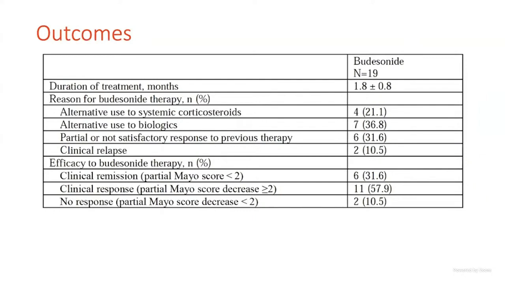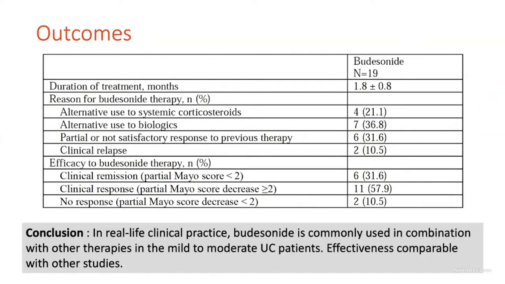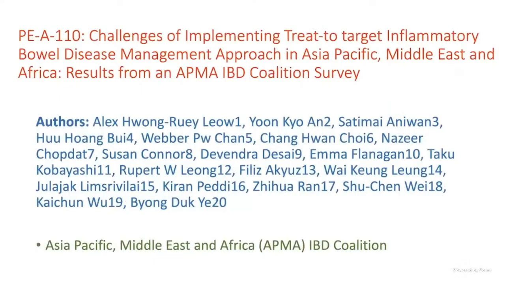And if you look at the effectiveness of budesonide therapy, so about 1/3 had clinical remission, half had clinical response. So a total of 50 to 85% patients had either response or remission. So the authors concluded that in real-life clinical practice, budesonide is commonly used in combination with other therapies in multiple UC patients, and effectiveness is comparable to other studies.